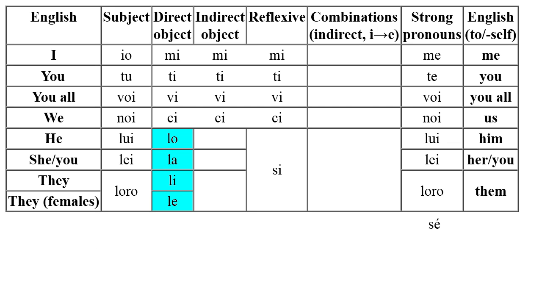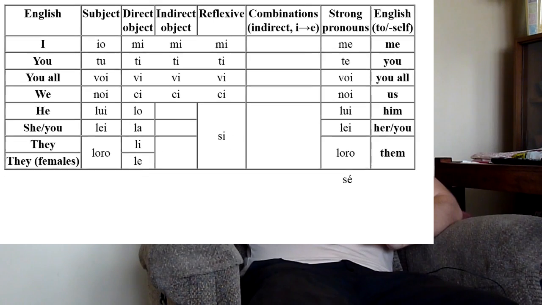In the direct object column, we have the words lo, la, li, and le. Lo for him, la for her, li for the masculine plural version, and le for the feminine plural version, so li and le both can mean them, but if the group is all female, use le.